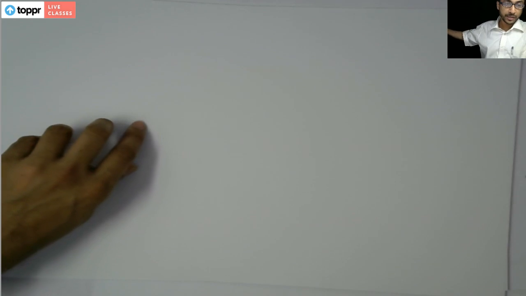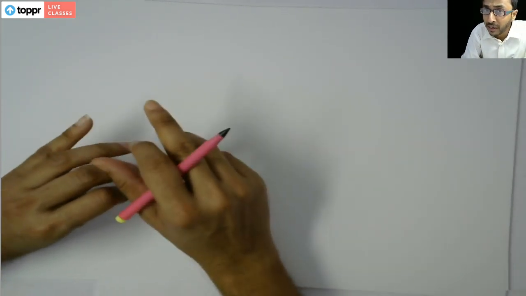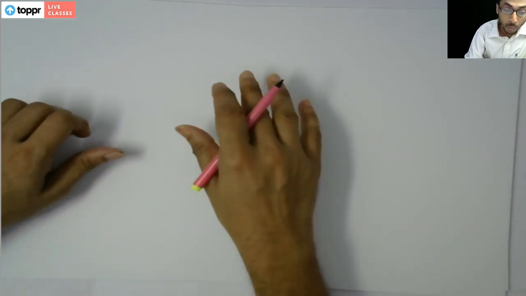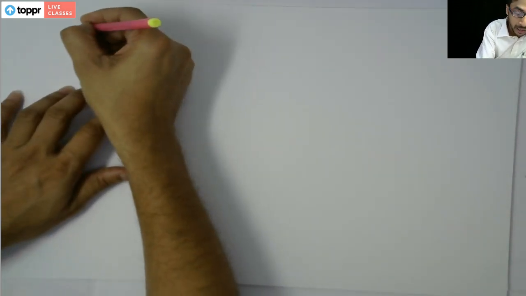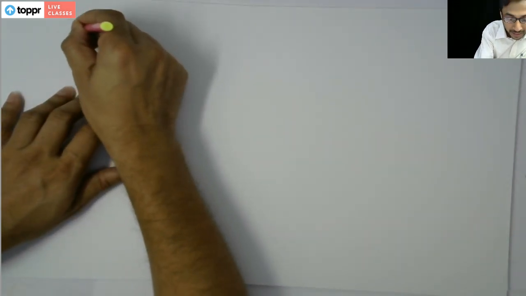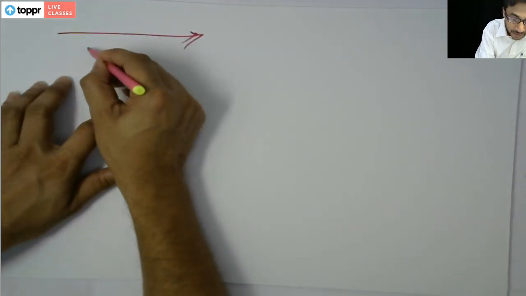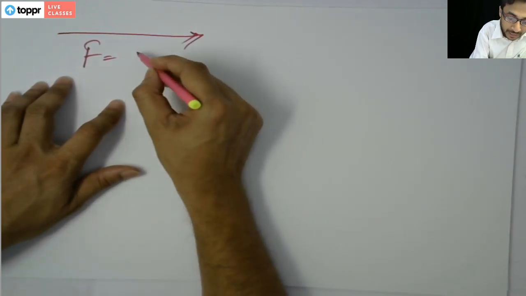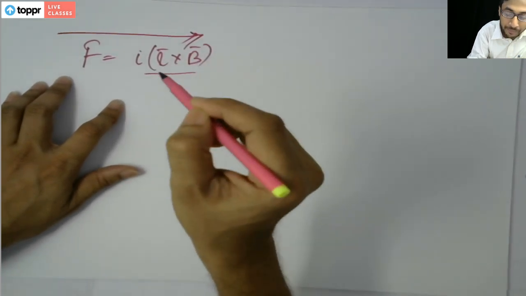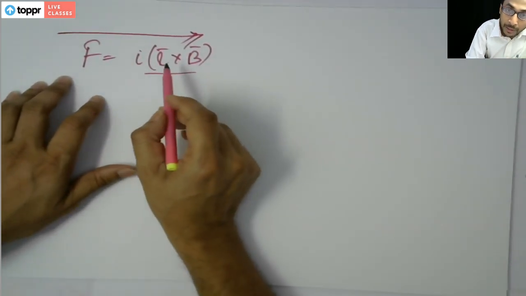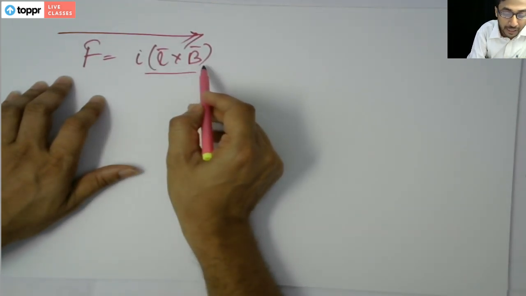Now let us go to a different topic. So this was the charge moving in a magnetic field. Now what is the magnetic force on a current carrying conductor? A current carrying conductor, you know, is nothing but flow of constant charges. So this force you also know is nothing but I L cross B. Right? There it was what? Q V cross B. Here also I L cross B.